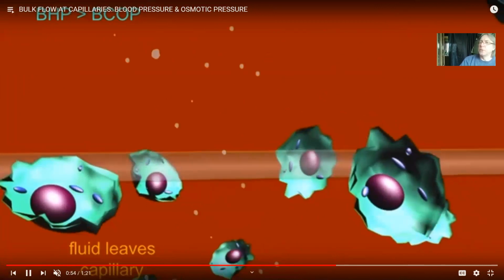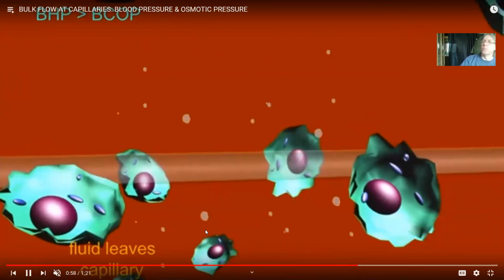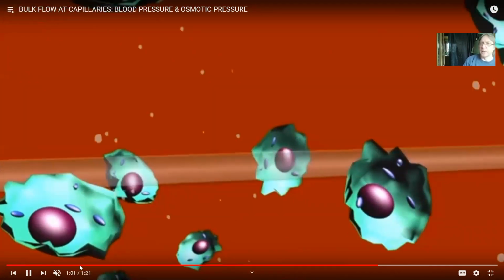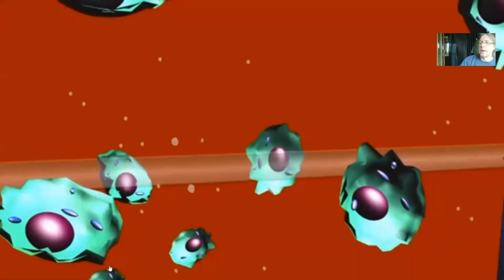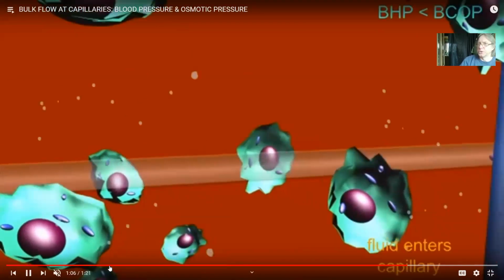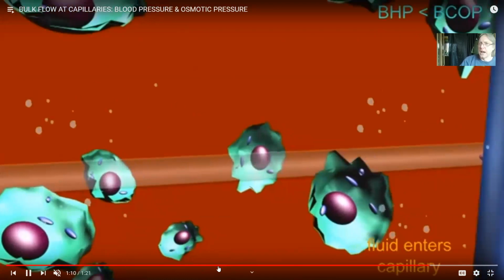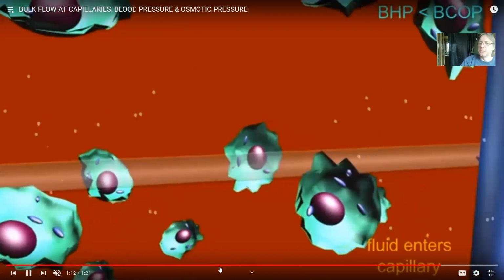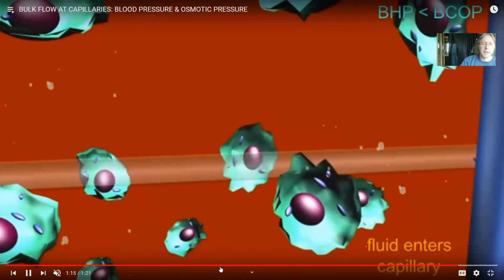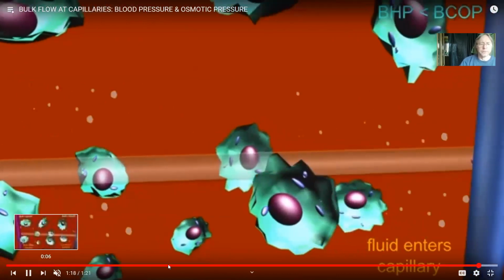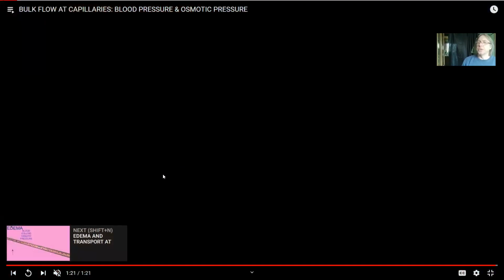That's great, but we need that fluid back. And so then when we go to the opposite end of the capillary, the venule end of the capillary, here, the osmotic pressure, which is 25 millimeters of mercury, is greater than the outward pushing blood hydrostatic pressure. So here the bubbles are going back into the capillary, showing that there is a net inward force. So that's the major form of transport at capillaries.